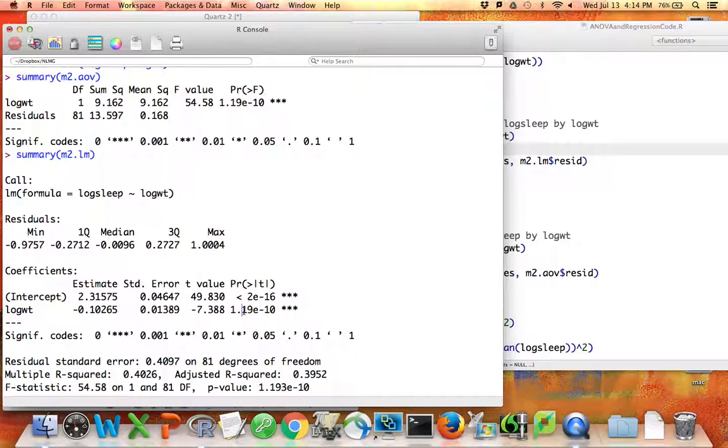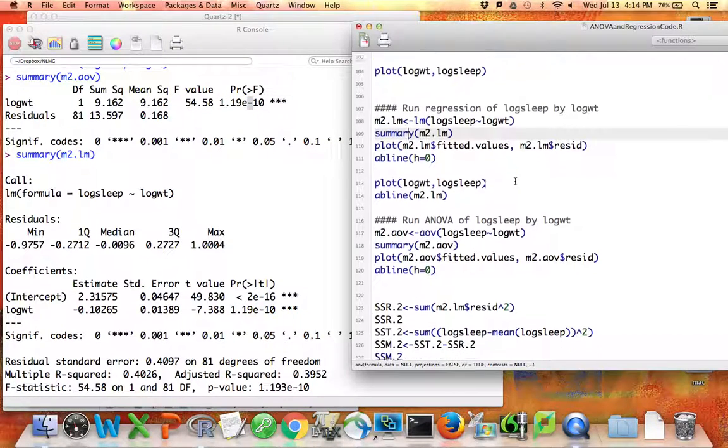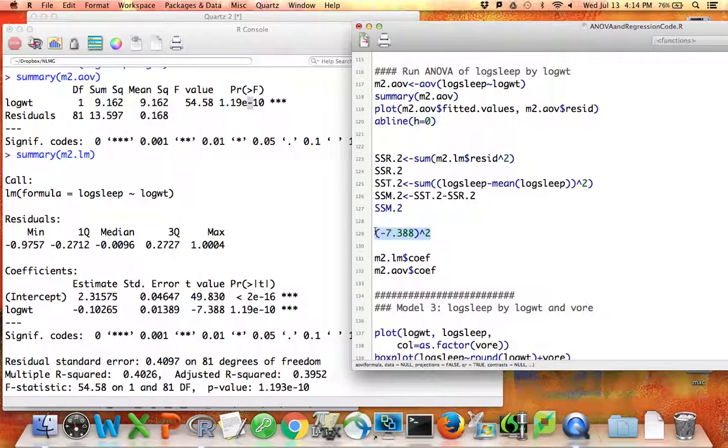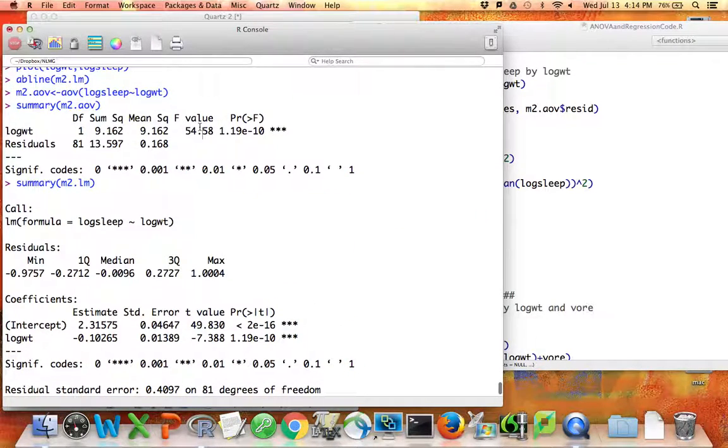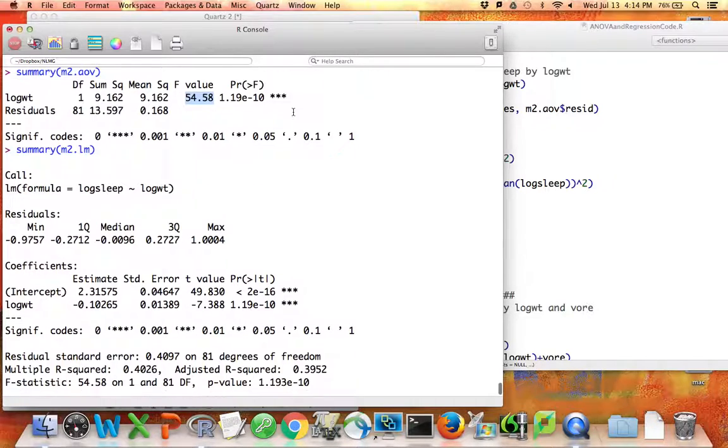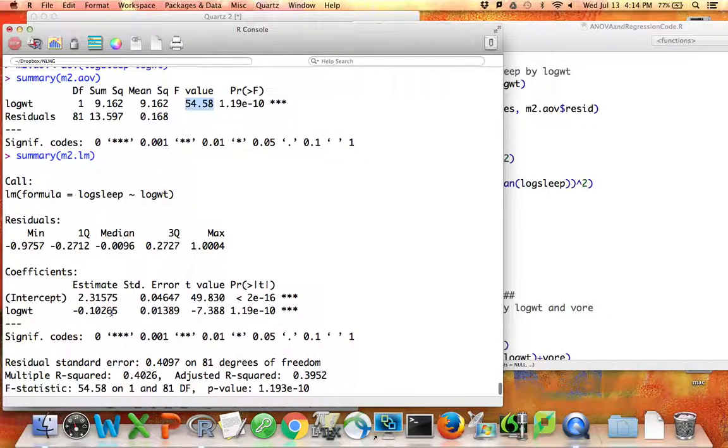So these two sets of output are answering exactly the same question. That's why it's the same test. The p-values are identical, and in fact, if I take the square of the t statistic shown here, I get 54.58, and that's the f value right here. So it's literally the same test. The t squared is the f. The p-values are exactly the same. In the case with one continuous predictor, the ANOVA p-value is exactly the same as the p-value for the t-test for that predictor from the regression output.